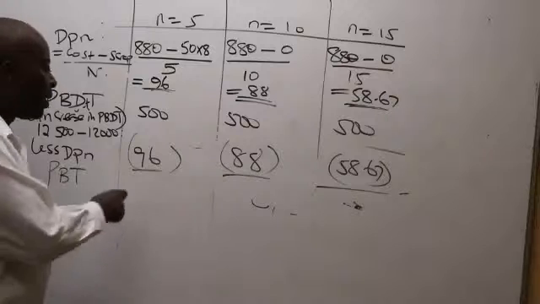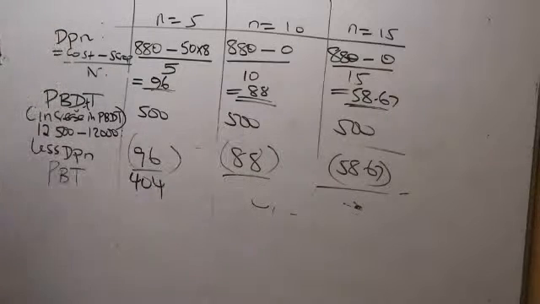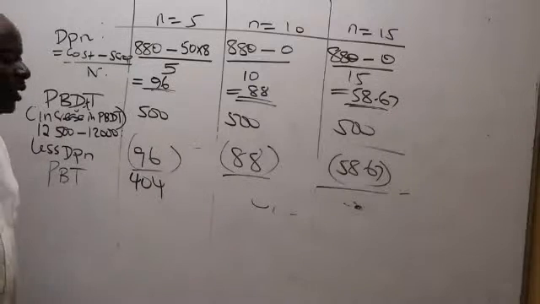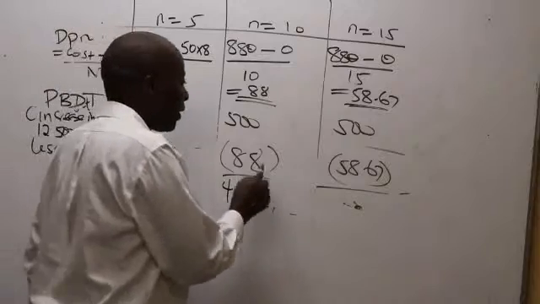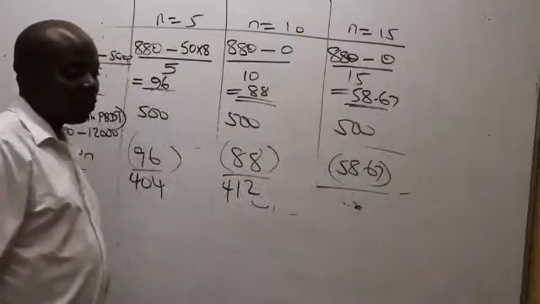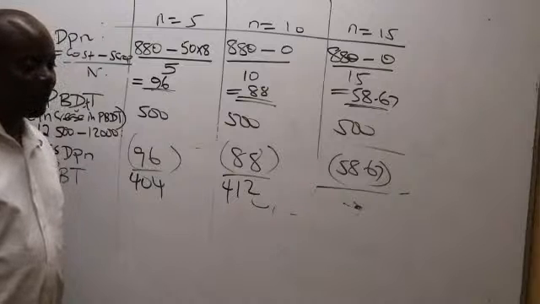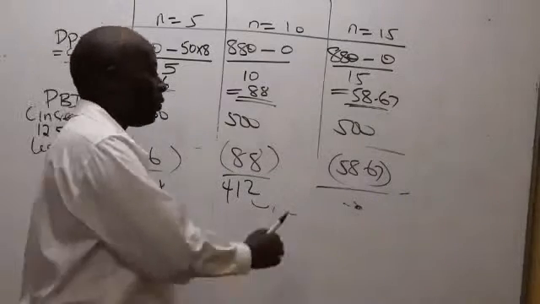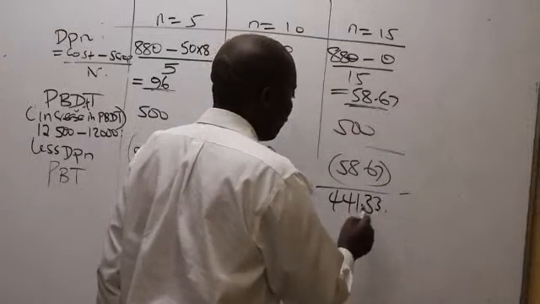So Chelsea tells me this is 404. Thank you so much, Chelsea. How about the next one? How about the 412? Thank you very much, Chelsea. This 412. And then now we have that and that one. 500 minus 558.67 is 441.33. Is that correct?